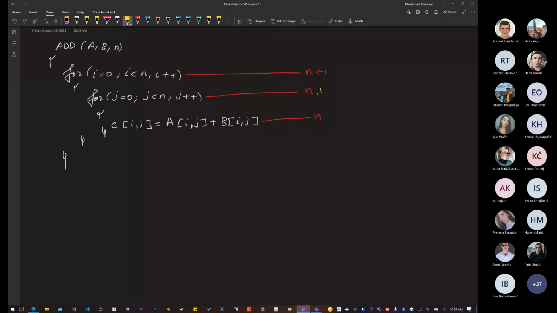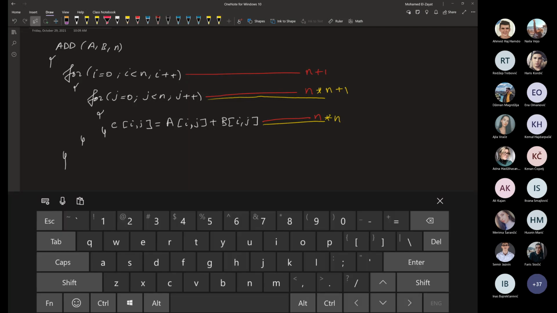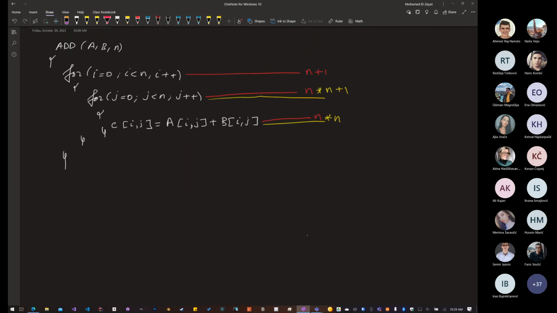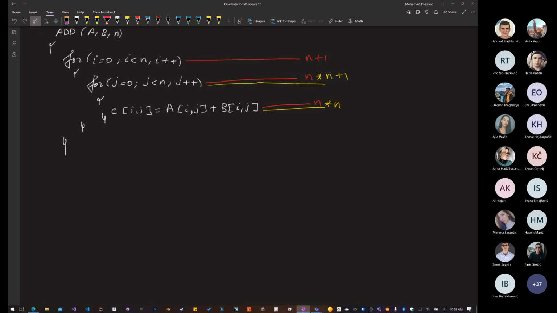Into, which is multiplication. So multiply by n plus 1. Let me just write it like this. This guy will run n plus 1 times, and this guy will run as well times n. So if we would like to sum this, what do we end up with? This one is n.